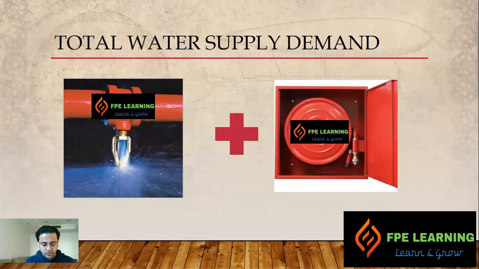A sprinkler system is designed for two flows: for the sprinkler system, based on the hydraulic calculation, plus hose allowances. These hose allowances are for first aid firefighting, to finally control or extinguish the fire. So we have to combine that along with the sprinkler system demand. We'll talk in a while regarding the requirement of the flow and all for the standpipe system.